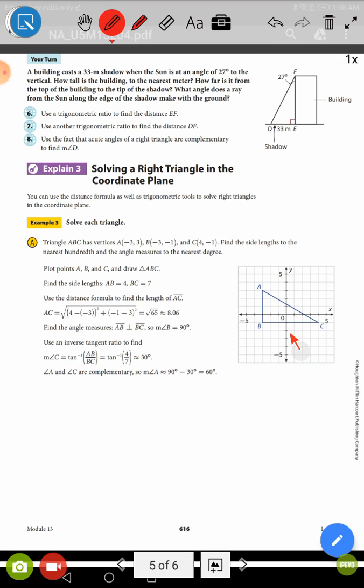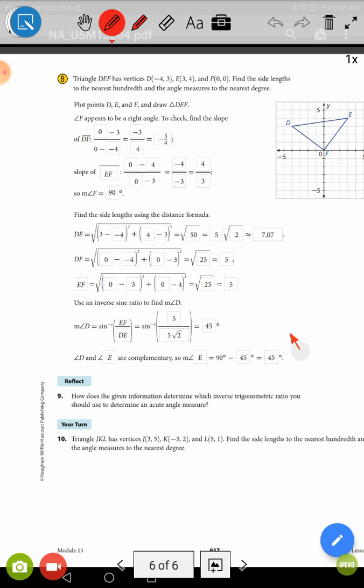Okay, move to the last one. There is no vertical here, so we can't count, but we will use the distance formula to find all sides. But remember, don't use sine or cosine or tan if we don't have a right angle. There is no right angle marked here, but I think F appears to be right.